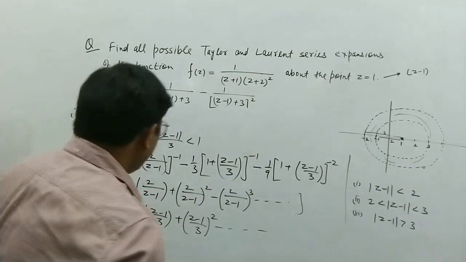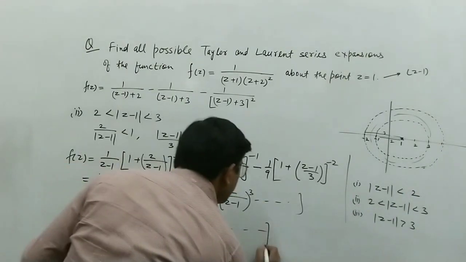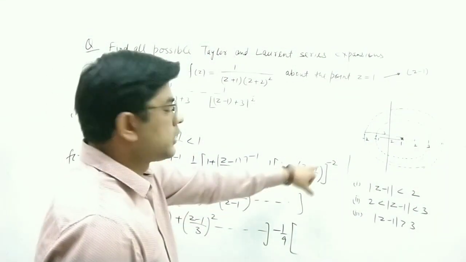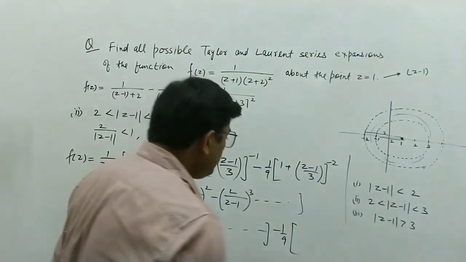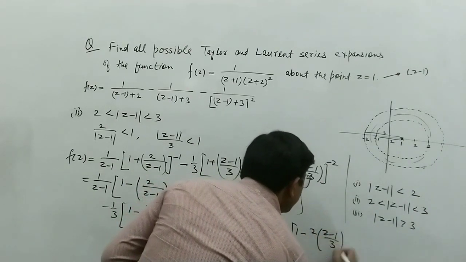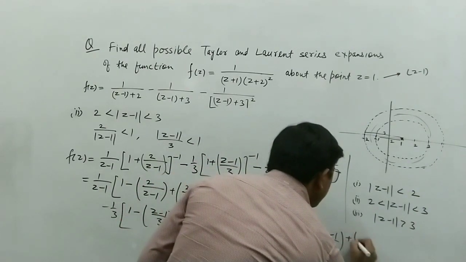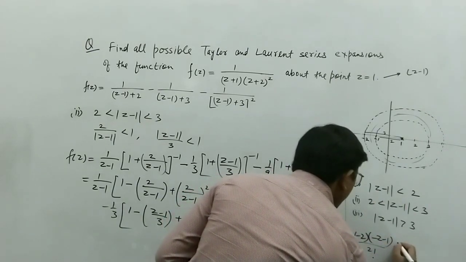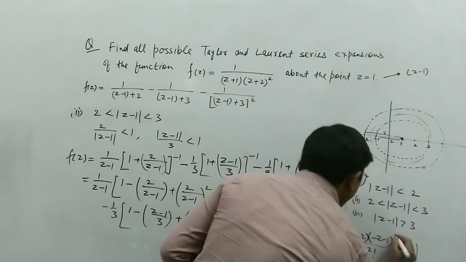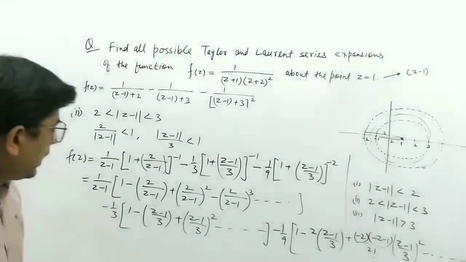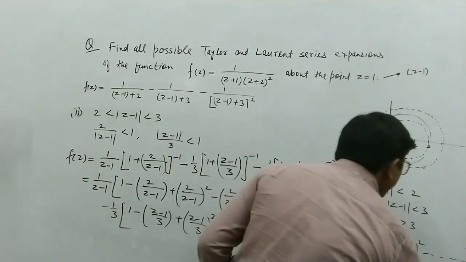And in the third term we will write like this as minus 1 upon 9. Again we use 1 plus x to the power minus n. So this will be 1 minus 2 times z minus 1 upon 3, plus minus 2 into minus 2 minus 1 upon 2 factorial times z minus 1 upon 3 square and so on. So again we collect all these terms.